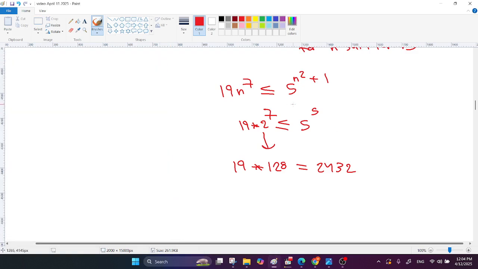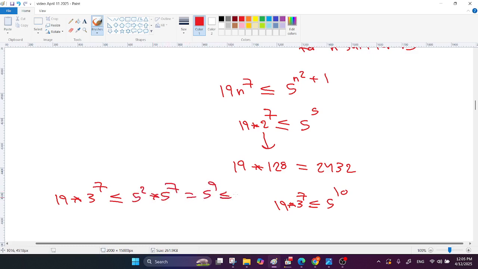The next one, you don't need to check it, because see, 5 to 3 squared plus 1 will be 5 to 10, greater than or equal to 19 times 3 to 7. Okay, this here is clearly true. Why? Let's see why. 19 times 3 to 7 is less than or equal to 5 squared times 5 to 7 equals 5 to 9. So it's easily correct, okay?